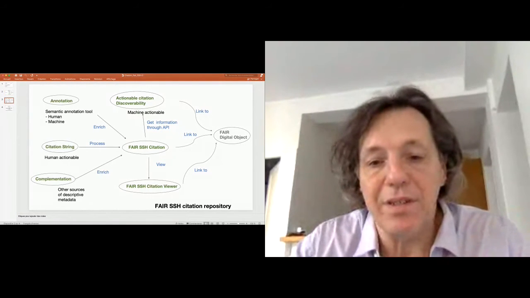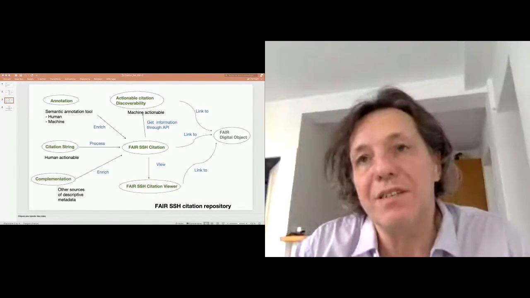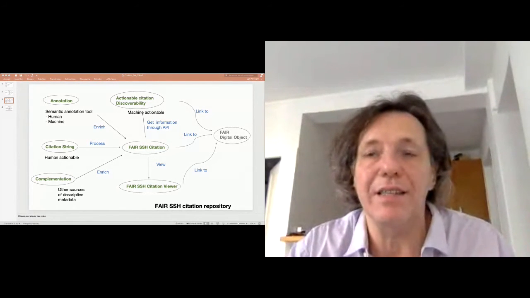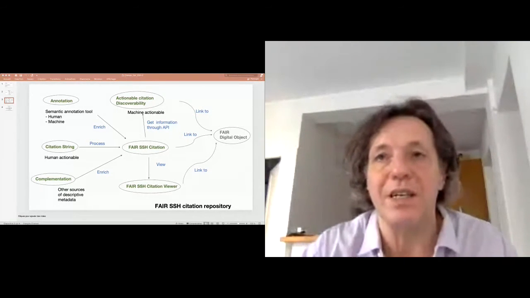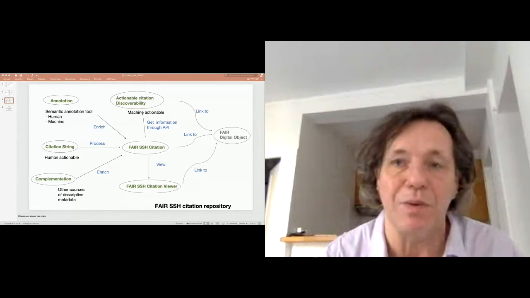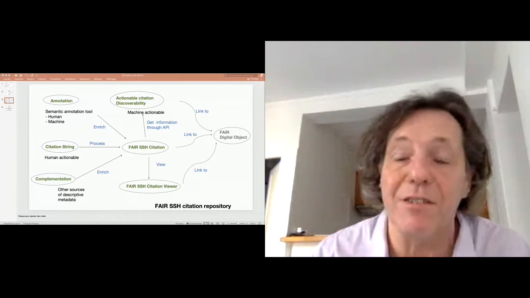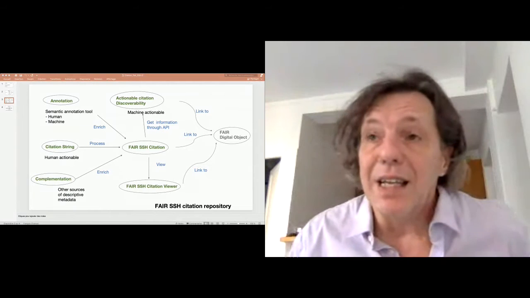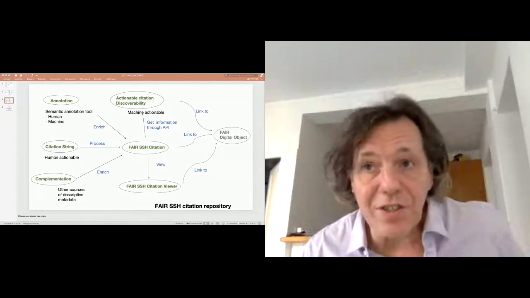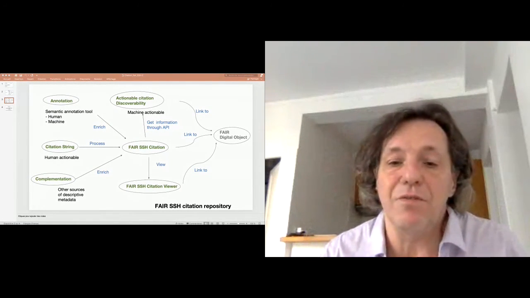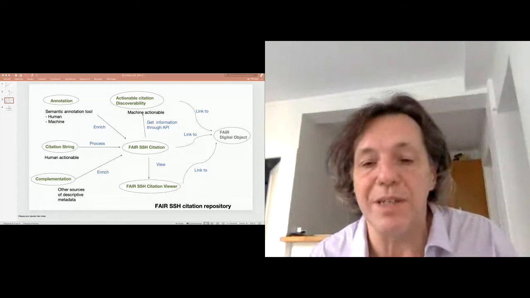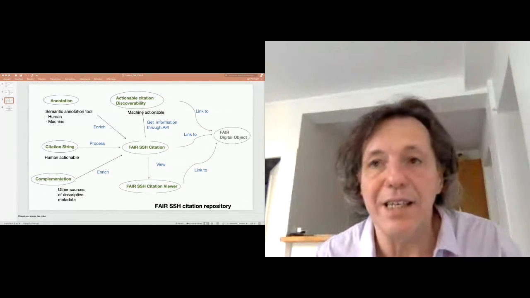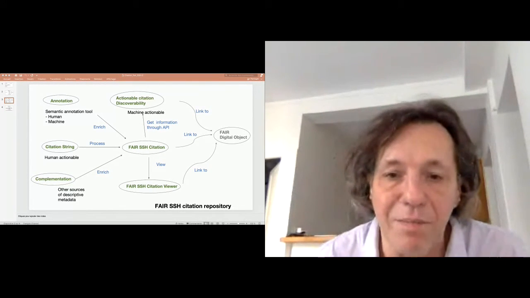And so if you put the two things together, we have somewhere where we can ingest citations, and after that we enrich, normalize, and standardize them, and we put that in a sort of repository of citations. When we put that all together, we have something that we call a FAIR SSH citation repository. And the idea is to have more than one. Next slide, please, Carlo.